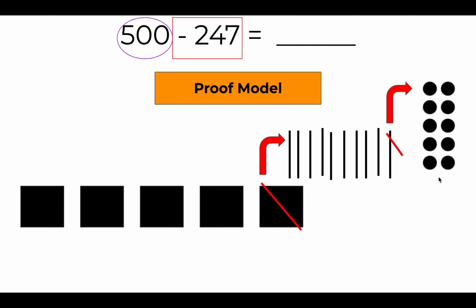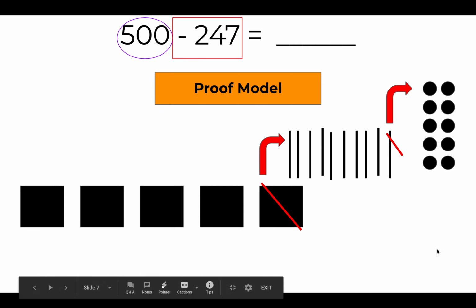If I count up everything that I have represented here, I will still have 500. 100, 200, 300, 400, 410, 420, 430, 440, 450, 460, 470, 480, 490, 500. So I've still represented 500. I'm just showing it in a different way with hundreds, tens, and ones. Now I can start to subtract the ones.